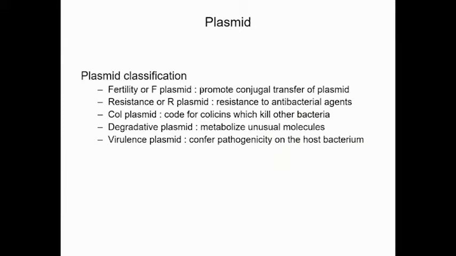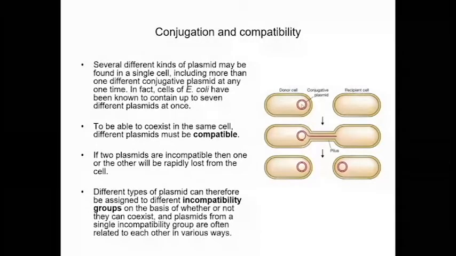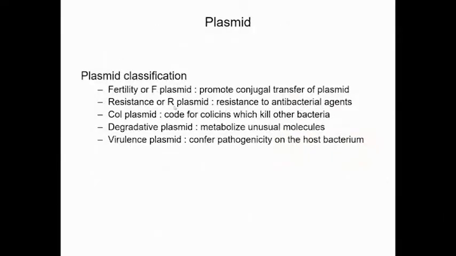And the conjugation, basically, that's the plasmid with the fertility factor, the F plasmid, right? Or there is the resistance plasmid, resistant to antibacterial agents. Or the col plasmid, which codes for colicin, which can kill other bacteria. Okay, these are different types of plasmids.